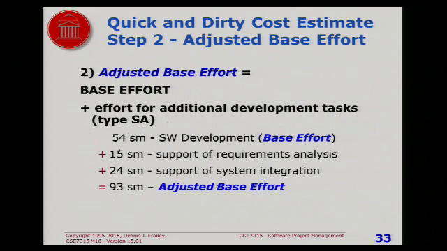Step 2 is called the adjusted base effort. And what you're doing here is you're adding any additional tasks that the software people have to do that are not strictly speaking software development, such as supporting the requirements analysis effort that maybe a system engineer is doing, and supporting the system integration effort, things like that. So in this example, you've added a little bit more, and now you're up to 93 staff months for your adjusted base effort.